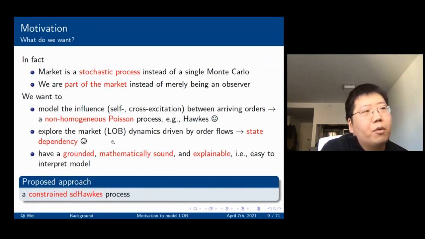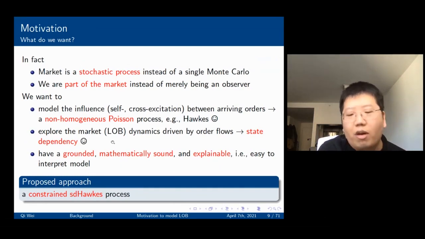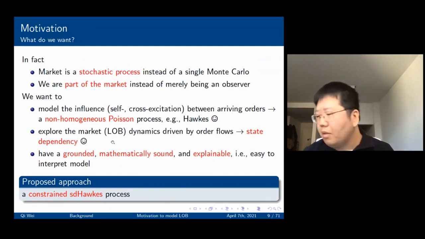So the proposed approach is a constrained state-dependent Hawkes process. We will arrive there step by step with some details.